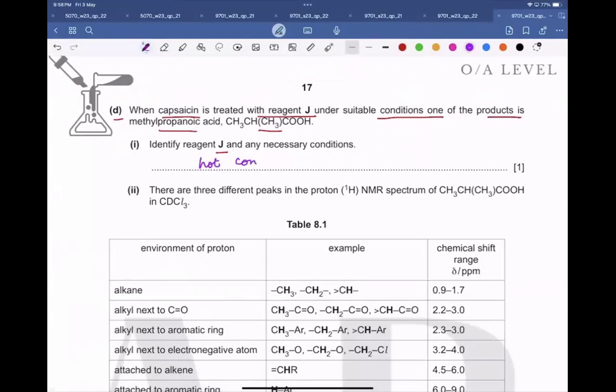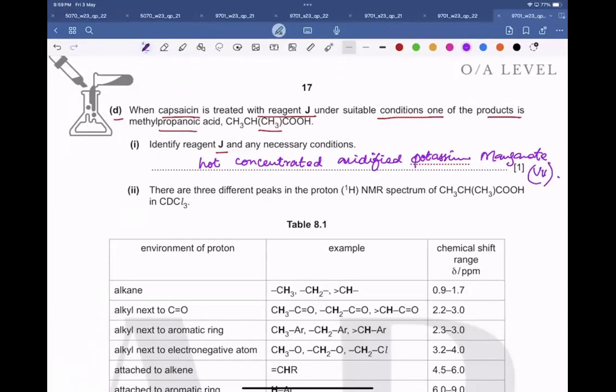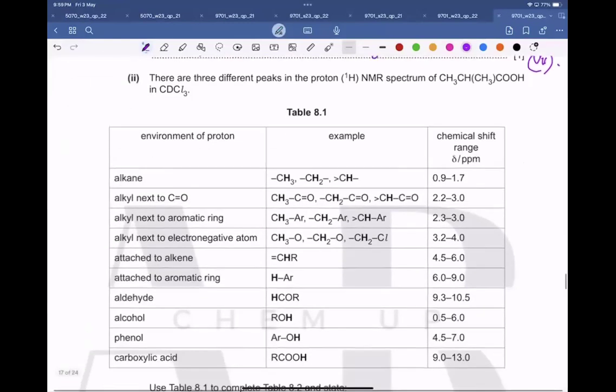hot, concentrated, acidified potassium manganate 7. Is this understandable to all of you? If any one of you has any confusion, you can ask.